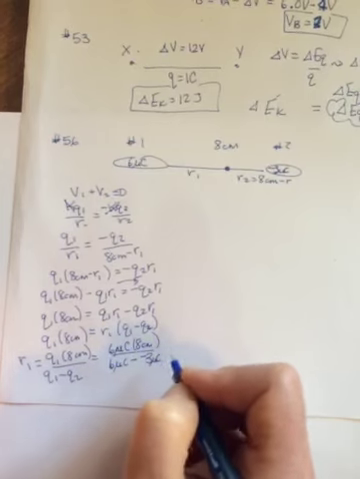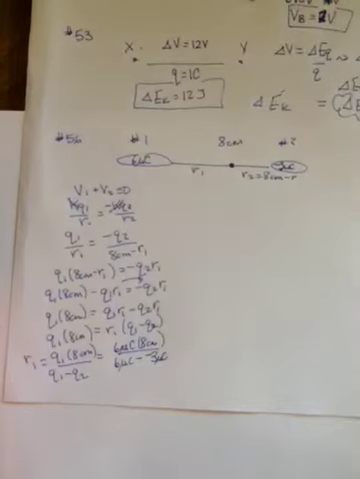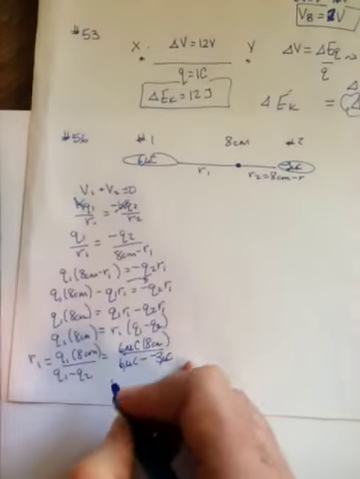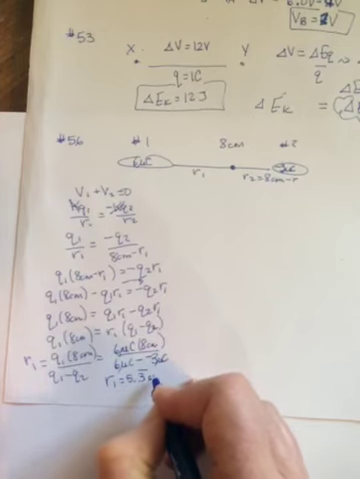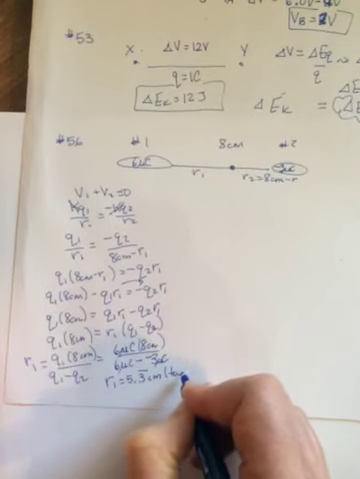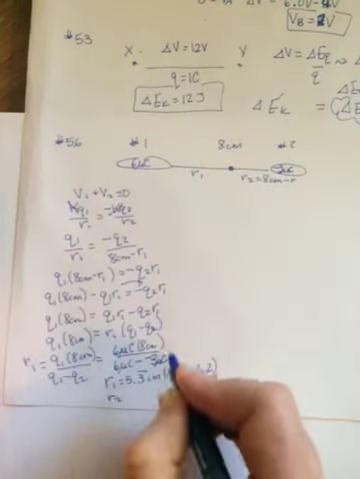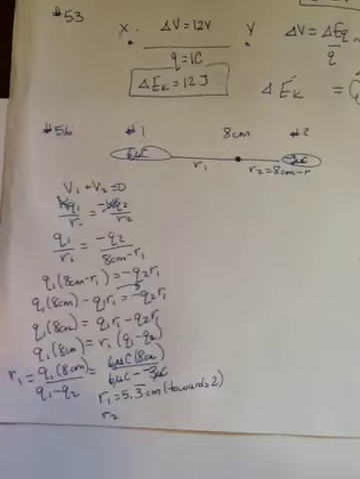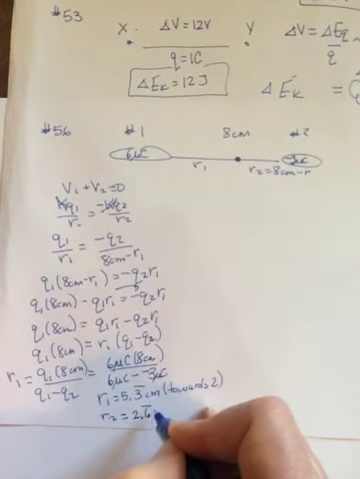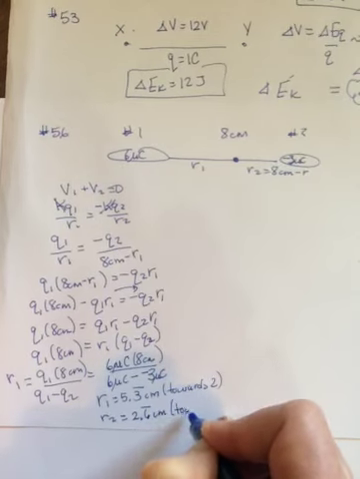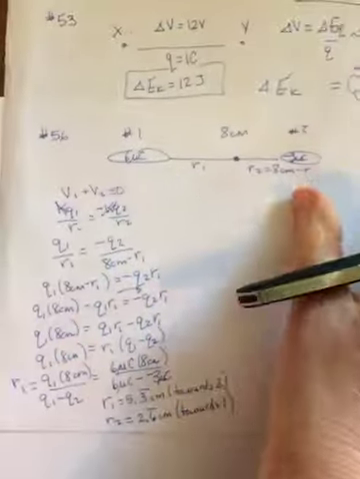On the top, that's going to be 48. On the bottom, it's going to be 9. 48 divided by 9 should be, for R1, 5.3 repeating centimeters towards 2. And then take that away from your 8 centimeters, and you should get 2.6 repeating, and that will be towards 1. Okay, so that's the point between them.